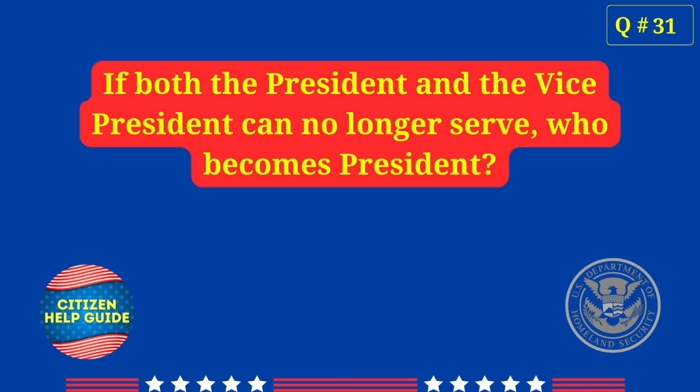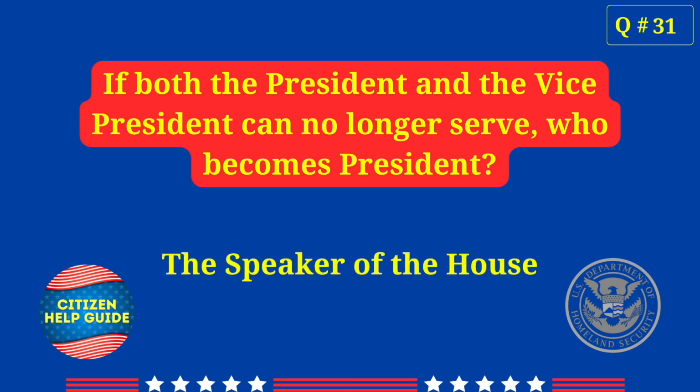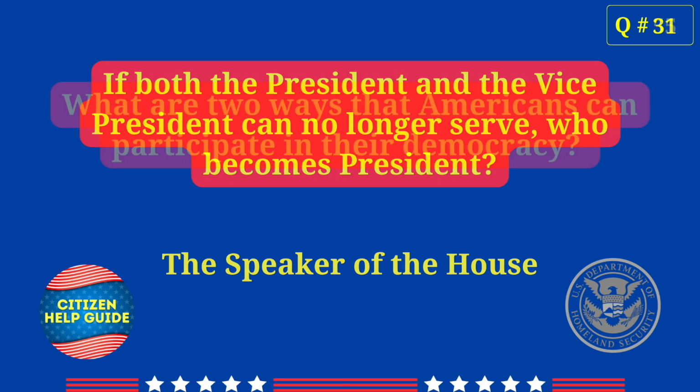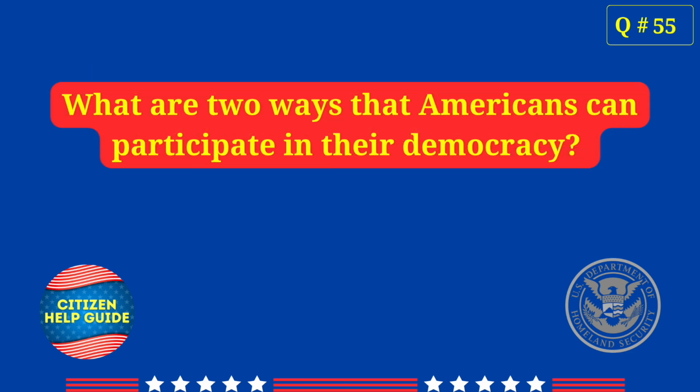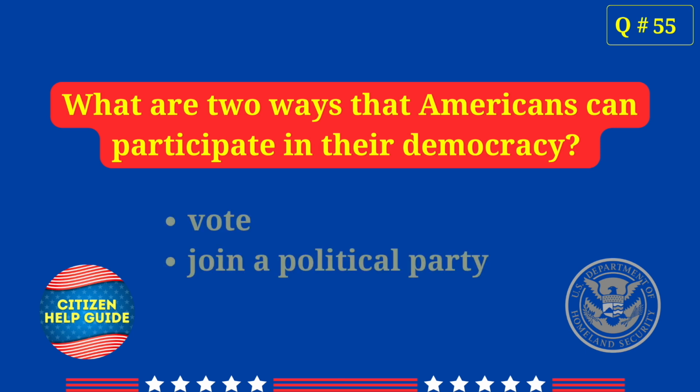If both the President and the Vice President can no longer serve, who becomes President? The Speaker of the House. What are 2 ways that Americans can participate in their democracy? Vote. Join a political party.